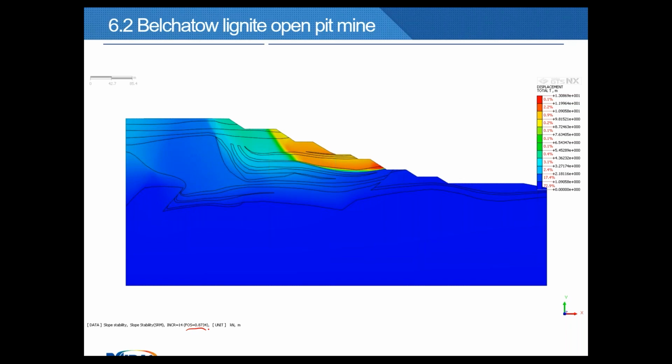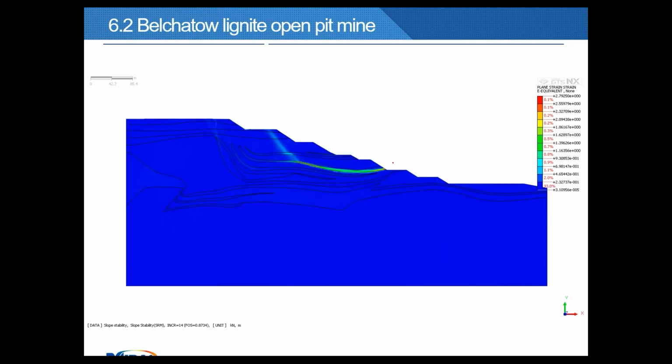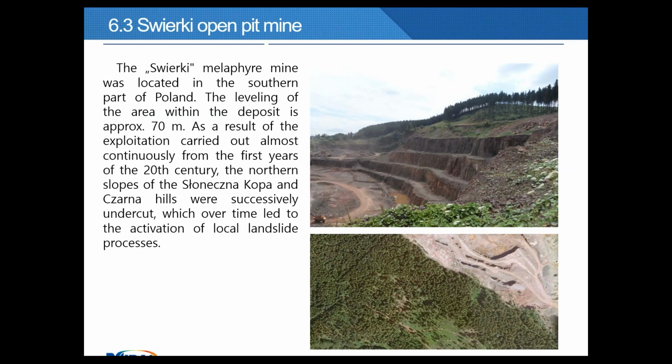So in reality we have a landslide here. So it was a good agreement with reality from this calculation. We can see that the landslide is going through a weak layer of soil here, in plane strain equivalent. The second example is the Świerki open pit mine.